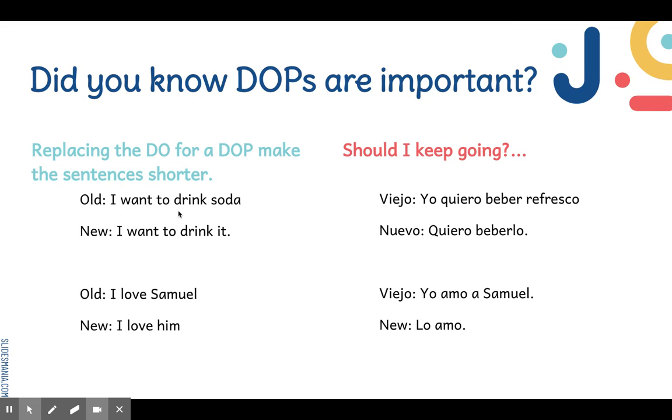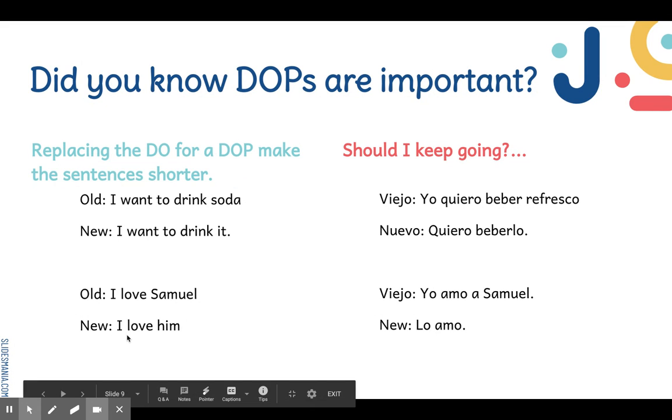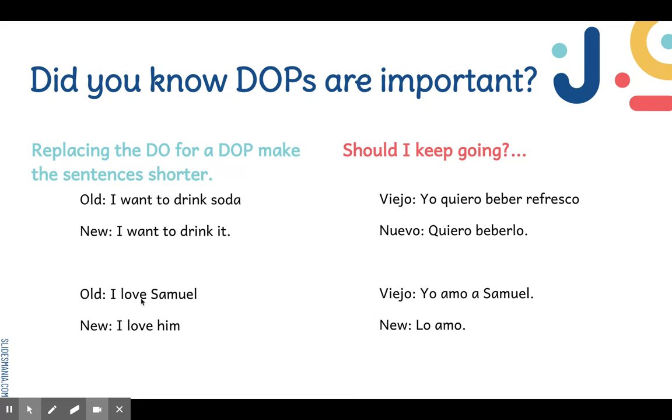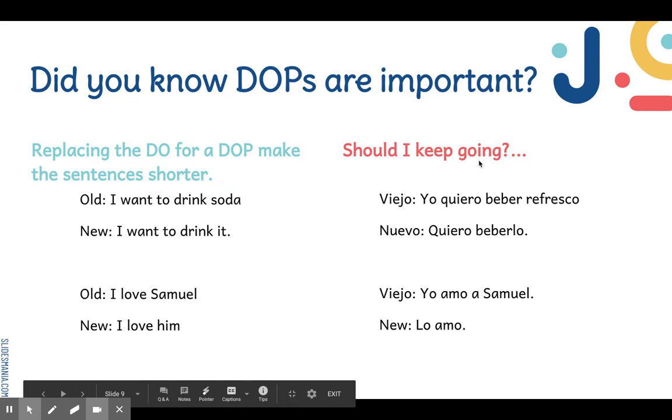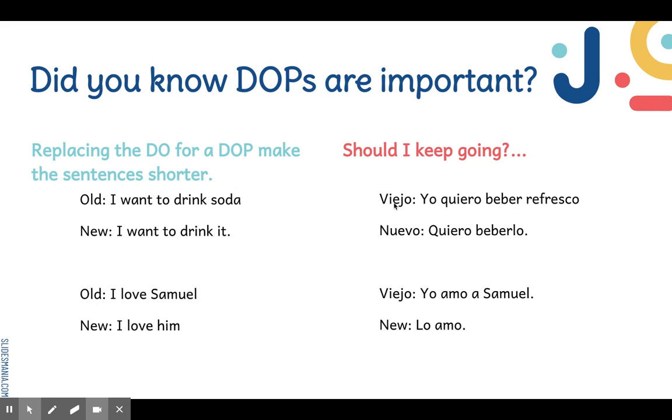The old version, I want to drink soda. Now by replacing the DO for a DOP, now I can say I want to drink it. Okay, I don't have to say I want to drink soda. Now I can just say I want to drink it. Old version, I love Samuel. The new version, the way we're learning how to replace the direct object, in this case, who do I love? Samuel. Samuel is my direct object. My direct object pronoun to replace Samuel will be him. I love him.